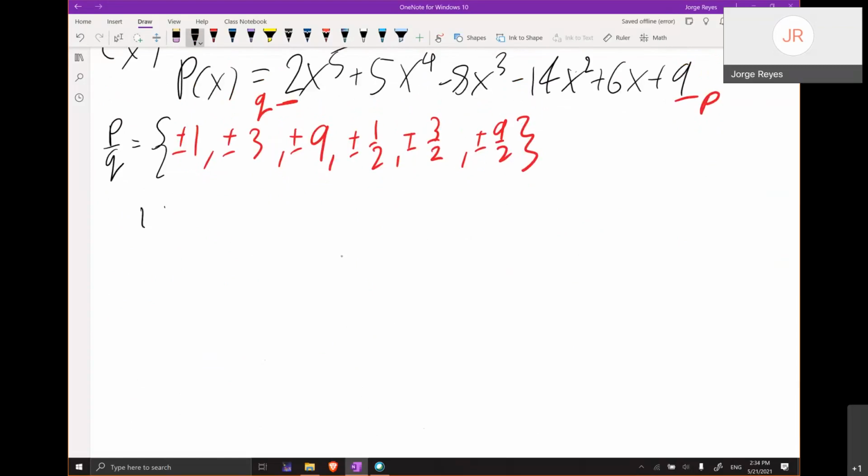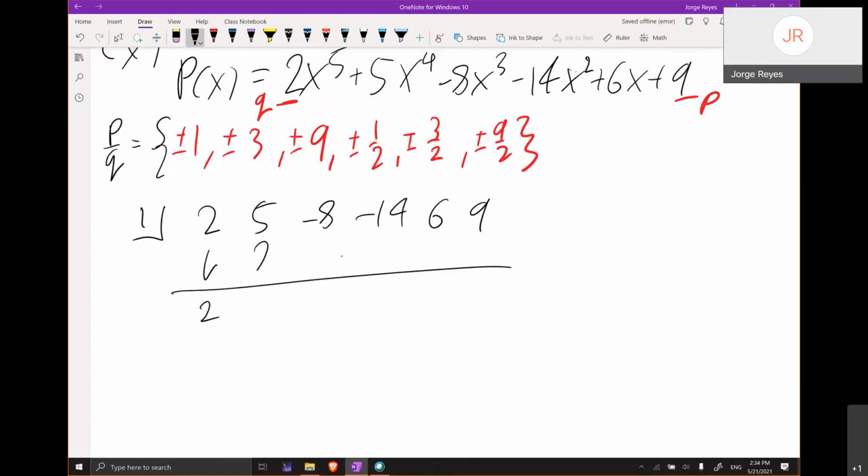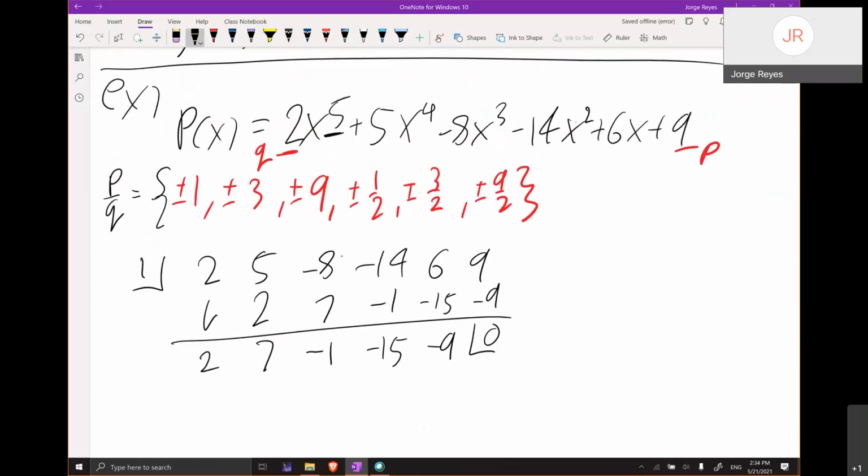As is standard for me, let's guess 1. So 2, 7, -1, -15, -9, which gives 0. But I have a 5th degree polynomial, so I'm just going to keep going. I'm not going to write this down every single step.